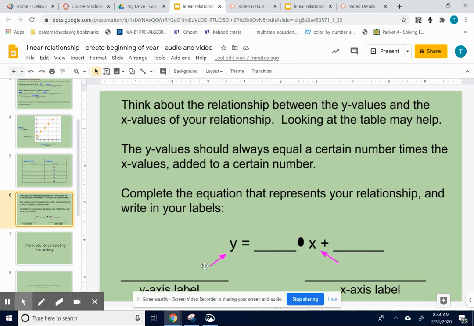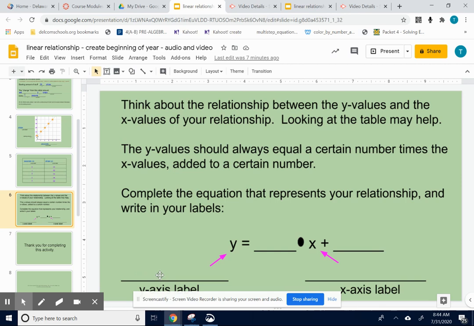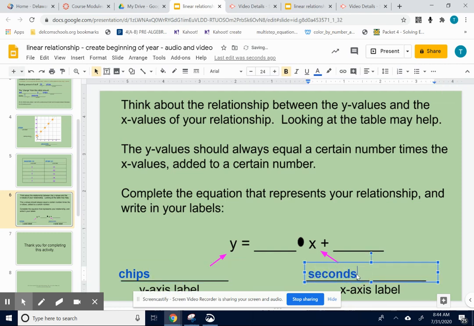And before you do this, let's go ahead and write in your labels. Your y-axis label, if you need to go back maybe to the data table for just a second, your y-axis label is the one on the right. It's chips. And the x-axis label, we'll need that in a second, is seconds. So for my y-axis label, I'm going to write chips. And for my x-axis label, I'm going to write seconds. Well, I'd probably type that in first.